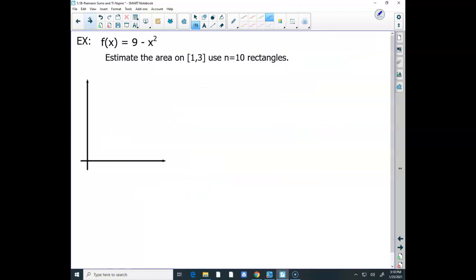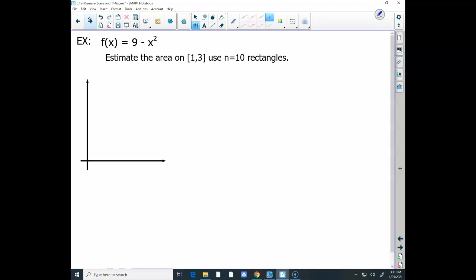So what we're going to do is we have f of x here, and we are going to estimate the area on the interval from 1 to 3, and we're going to use 10 rectangles this time. So this is why we're going to start writing it differently, because we're going to go from 10 rectangles to 50 rectangles to 100 rectangles to 1,000 rectangles to an infinite number of rectangles, and it just gets really cumbersome to write. So that's why we're going to go into our sigma notation.